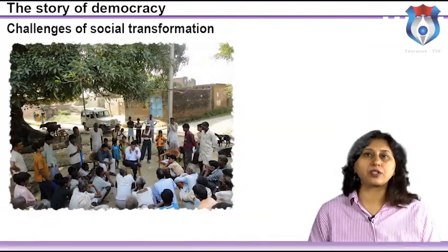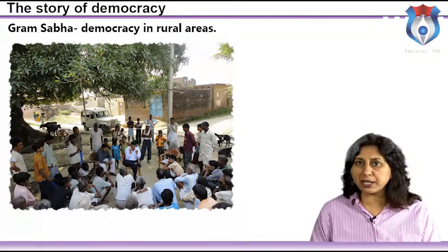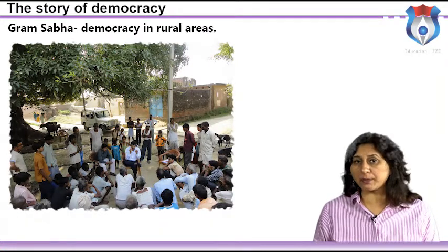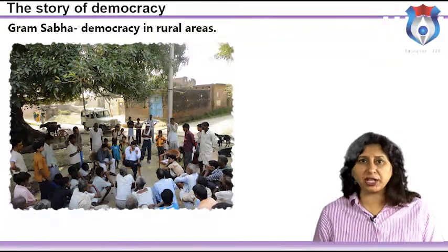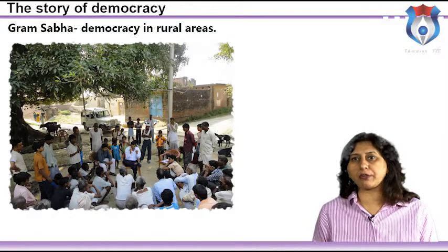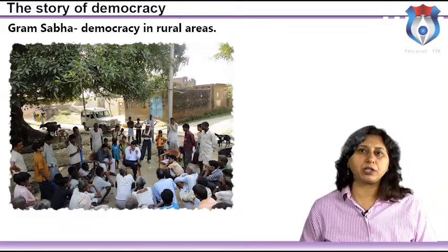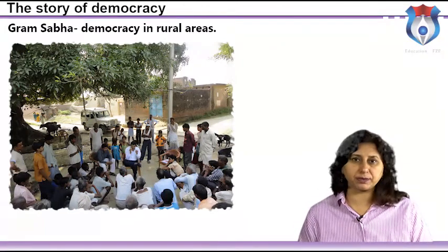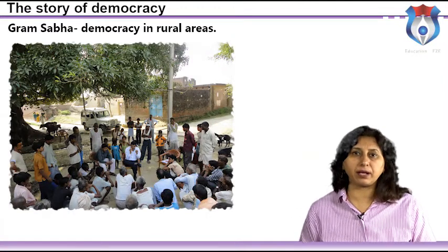Challenges of social transformation. Gram Sabha ensures direct democracy in rural areas, although the outcome has not been satisfactory. Low participation, class and gender biases, caste hierarchy have a bearing on democratic practices. Gram Sabha meetings can be fruitful only if there is awareness about the importance of participation. Gram Panchayats should be accountable to Gram Sabha.